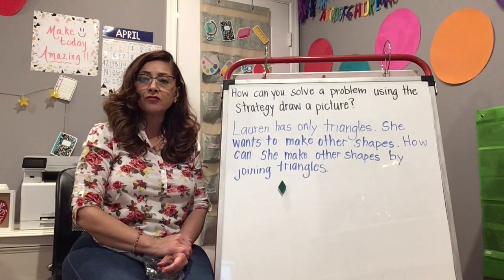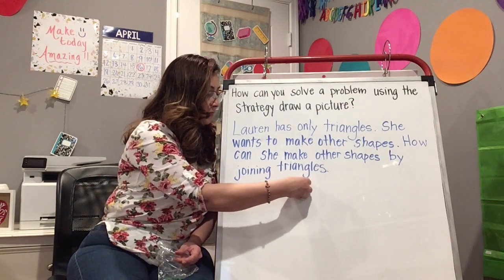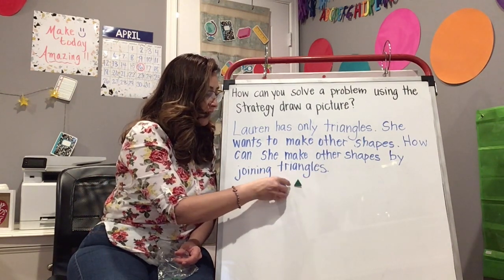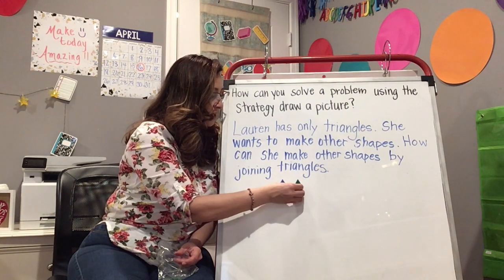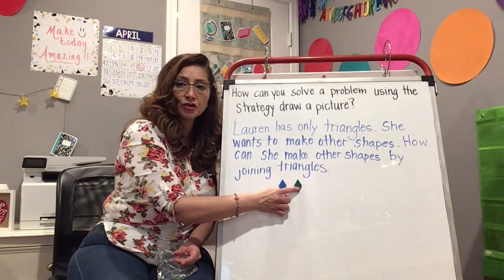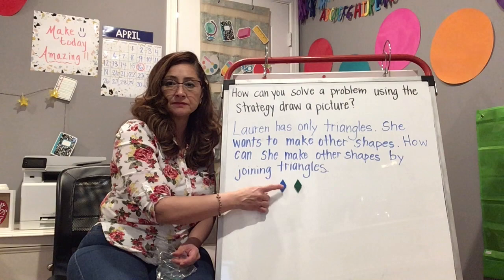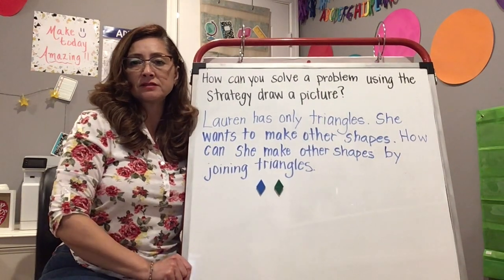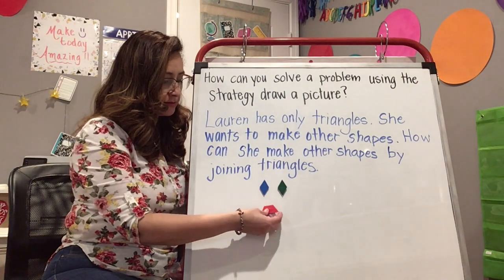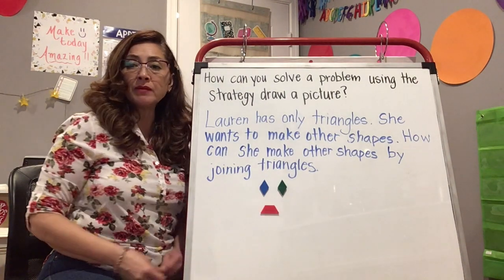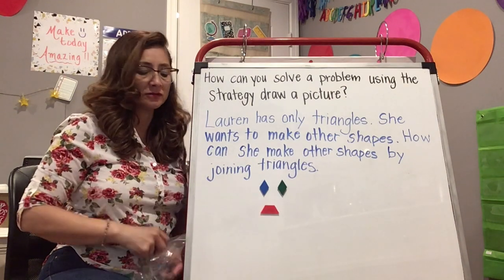So we know that Lauren can take two triangles and they will make, if she combines them or joins them, she will be able to make that rhombus. The next shape Lauren wants to make is a trapezoid. Now, remember, Lauren just has triangles.